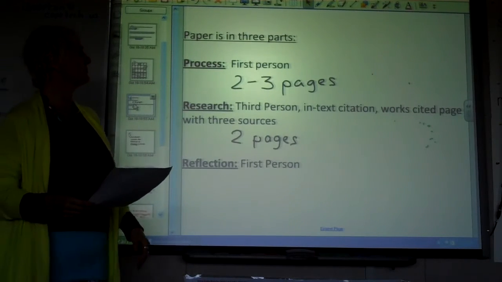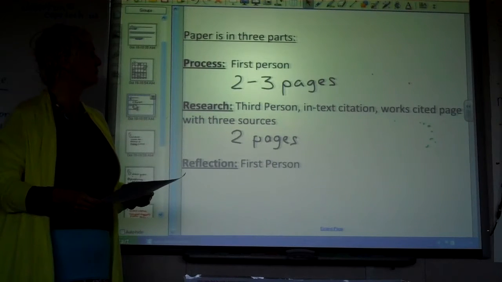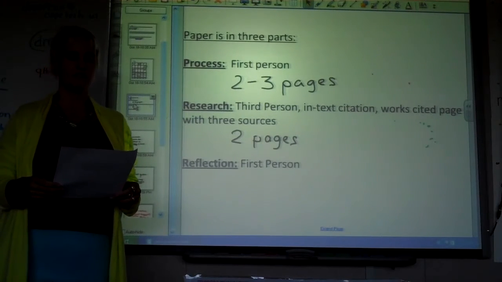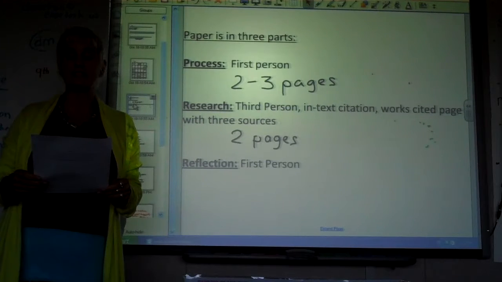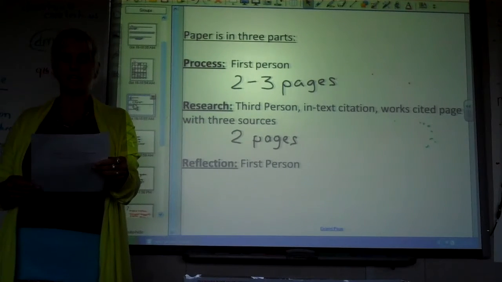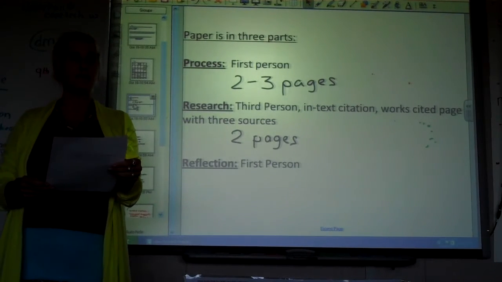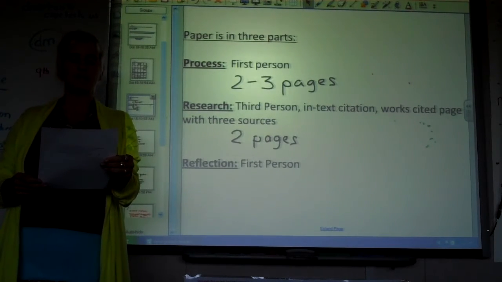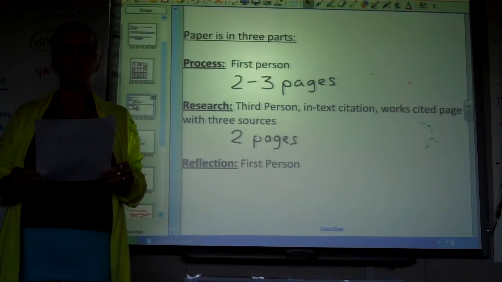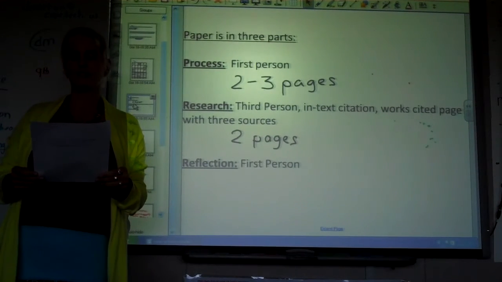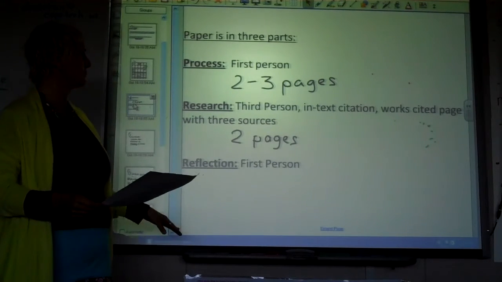The next part will be the research part. The research part will be written in third person. It must have in-text citation, a works cited page with 3 sources. This is where you research the history of or some facet of your product. This is where you are required to gather information from outside sources and cite them properly in your paper using MLA format. You are required to have at least 3 places where you cite another source, but you will probably use more than 3. You must be careful to avoid plagiarism, which is taking the words and ideas from another source and not giving credit, which is called citing your source. This part will be approximately 2 pages long.